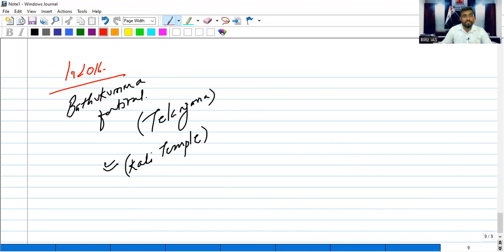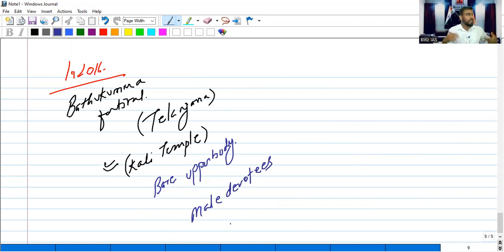Now, the practice associated with this festival is actually all those devotees, bare upper body, male devotees. Bare upper body, wearing a lungi below in South India and nothing on top. They have to roll.